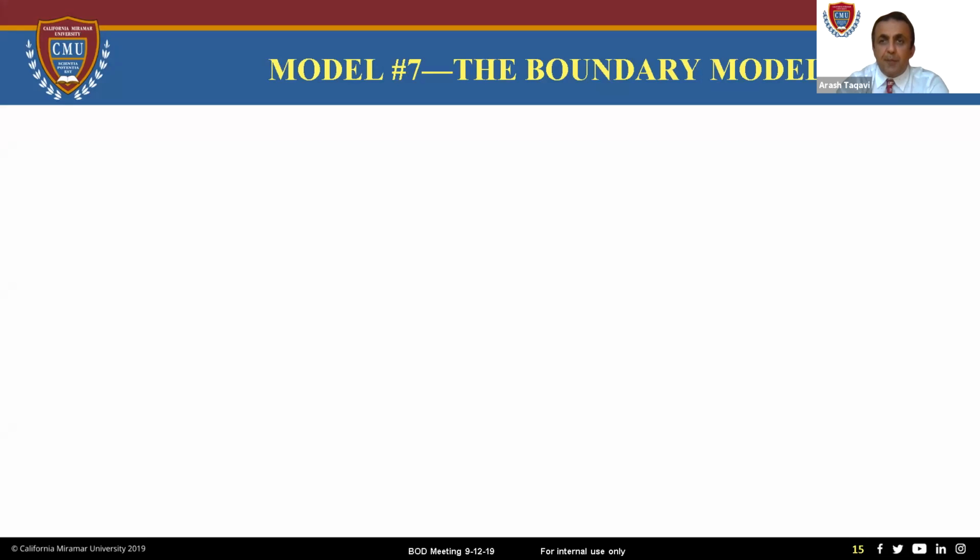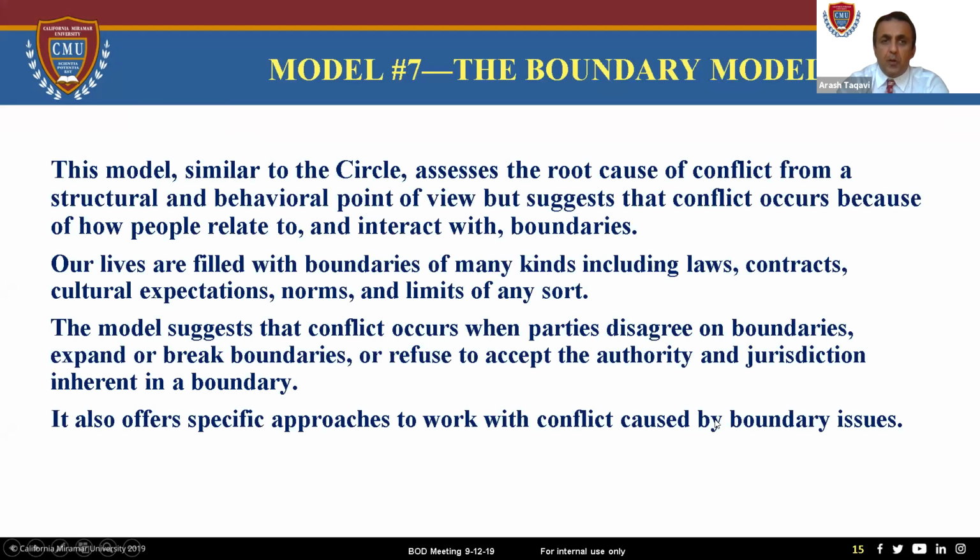Number 7 is the boundary model. The boundary model, similar to the circle, assesses the root causes of conflict from a structural and behavioral point of view, but suggests that conflict occurs because of how people relate to and interact with boundaries. How people relate to boundaries and how people interact with the boundaries.